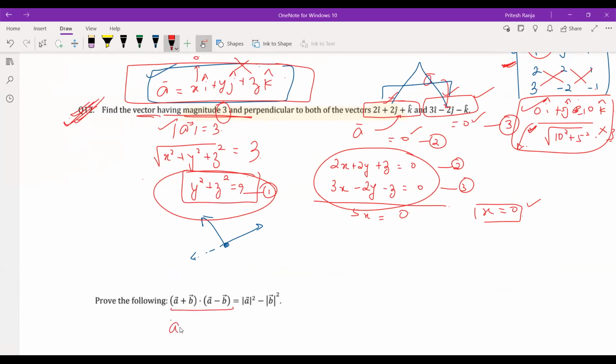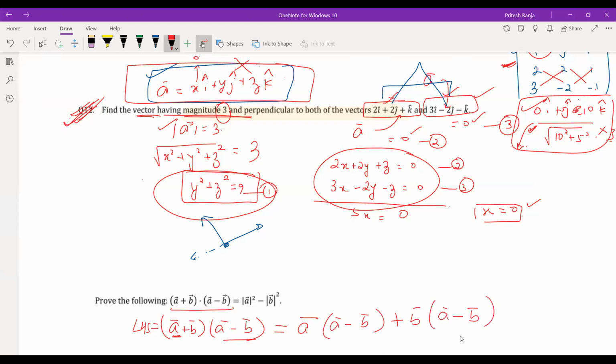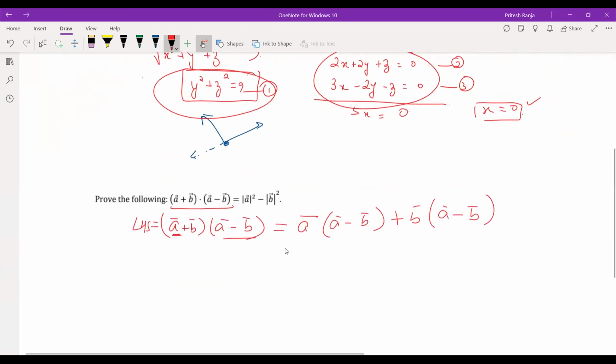If you multiply, you will get a plus b vector into a minus b, that is the left hand side. And just expand. Like in maths when we multiply x plus y into a plus b, similarly you have to expand. So a vector into a minus b vector, and then plus b vector into a minus b vector. So if you expand, you will get a vector dot a vector minus a vector dot b vector plus b vector dot a vector minus b vector dot b vector, right?